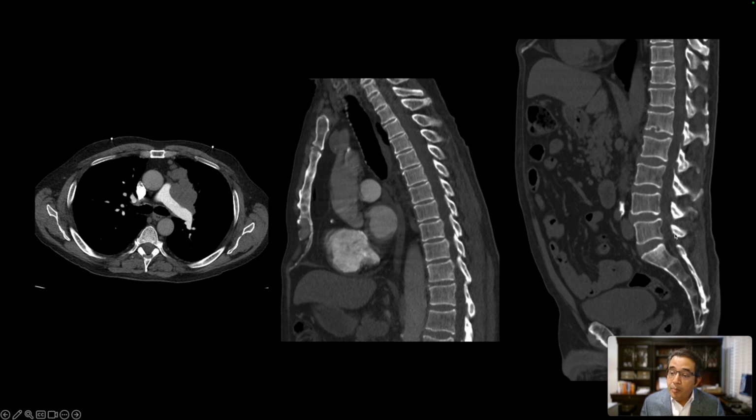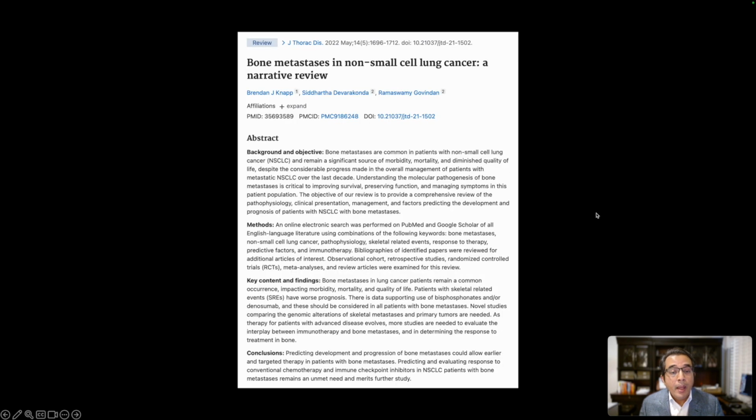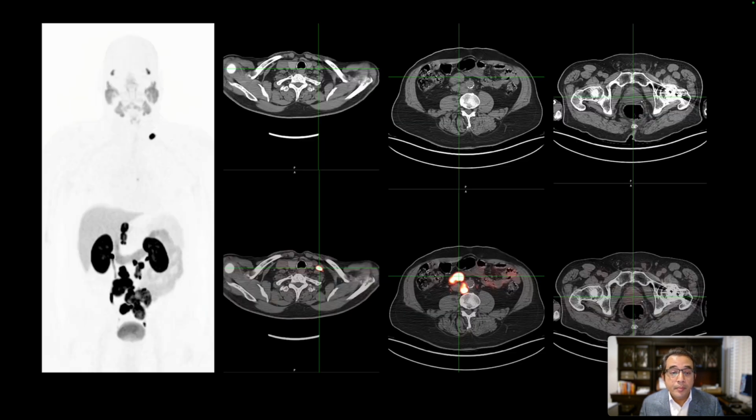And so this happens once in a while where we see focal hypermetabolism in metastatic disease on an FDG PET-CT study or a whole body bone scan, and the CT scans are completely negative. This is a good review article on bone metastases in non-small cell lung cancer patients.